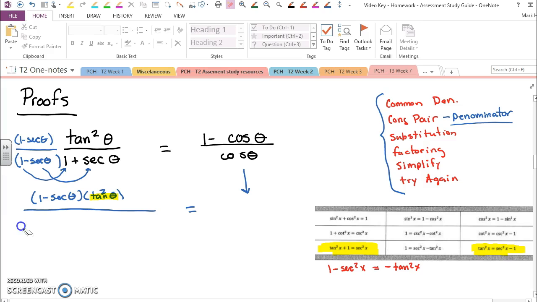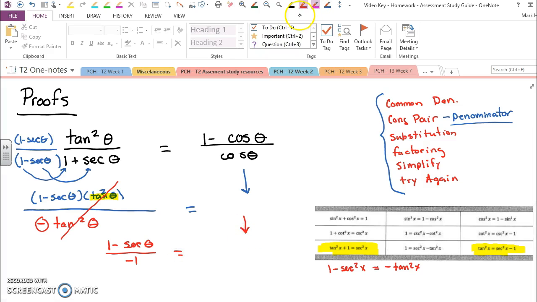We're going to replace that with what it's equal to, negative tangent squared theta. And so now those cancel out, leaving just a negative sign. So I have 1 minus secant theta all over negative 1 equals, again, what we have on the right. Well, if I distribute that negative 1 and say, hey, I'm going to take that to here, that makes that negative 1, and it turns this negative into a positive, and that is no longer there.